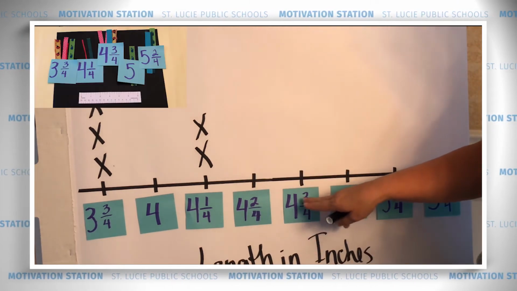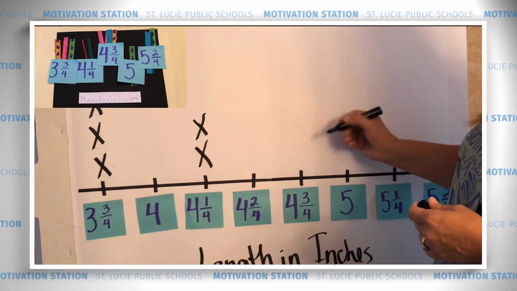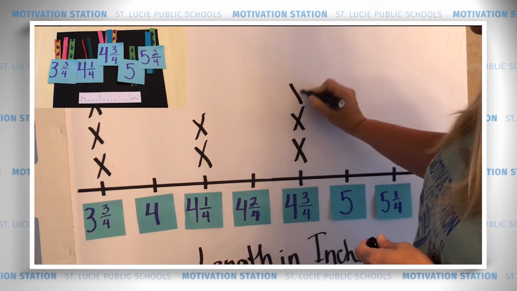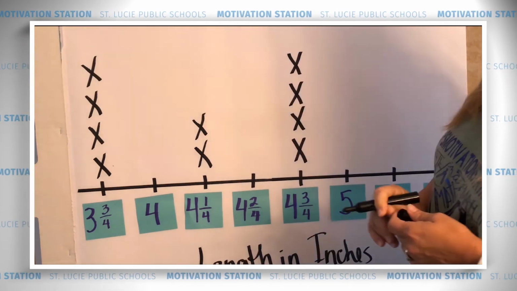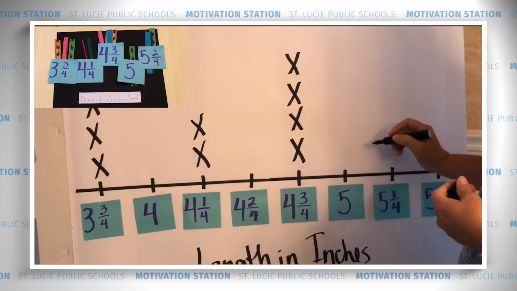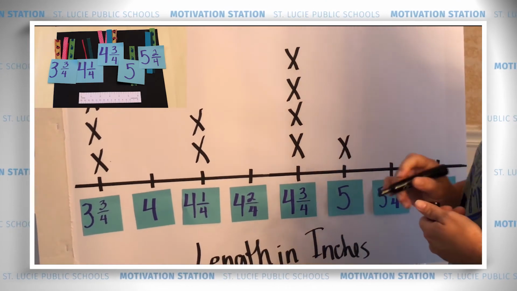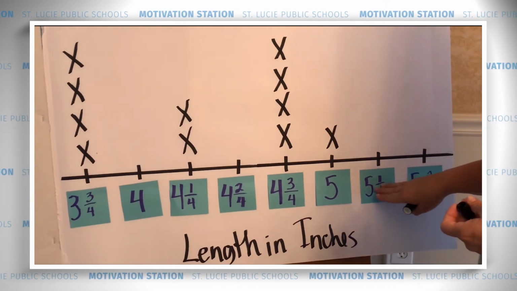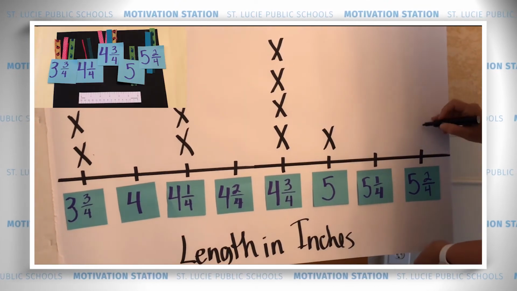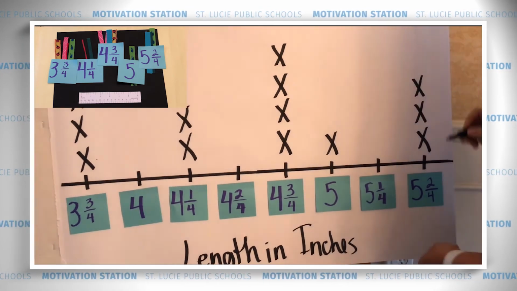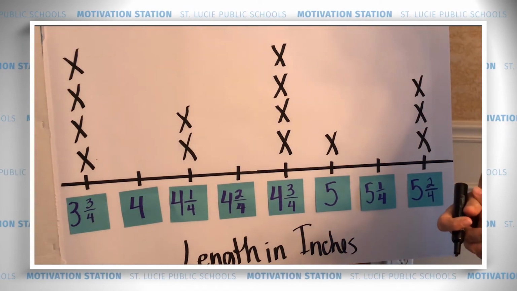But I had 4 in the 4 3/4, so I'm going to draw 4 X's, one on top of each other, just like that. And then did I have any in the 5 inch? Yes, I did. I had one 5 inch piece. I had no 5 1/4 inches, but then I had 3 at 5 2/4. And that's how you make a line plot graph.